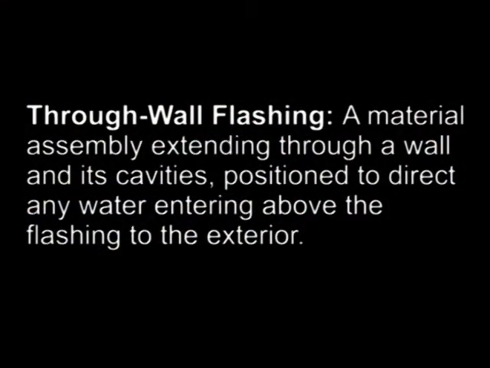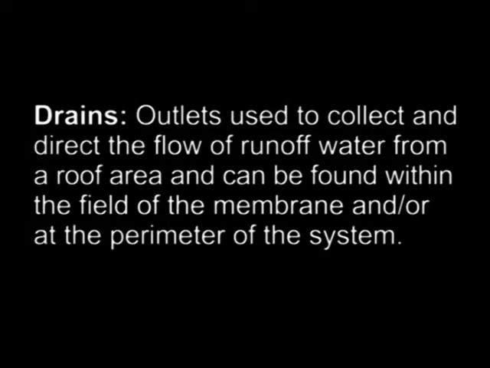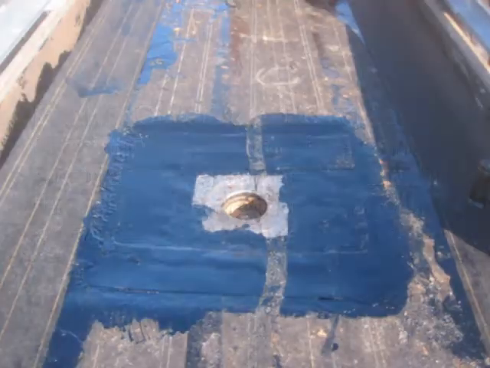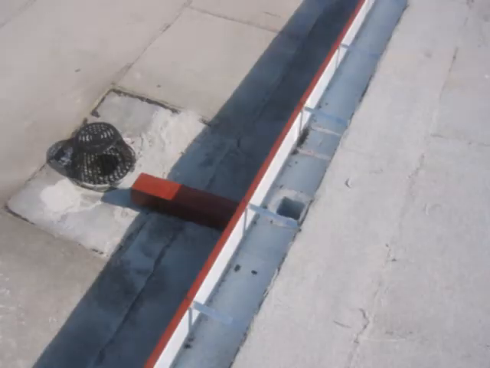A through-wall flashing is a material assembly extending through a wall and its cavities, positioned to direct any water entering above the flashing to the exterior. Drains are outlets used to collect and direct the flow of runoff water from a roof area and can be found within the field of the membrane and/or at the perimeter of the system. Drainage systems may include internal drains, scuppers, and gutters.